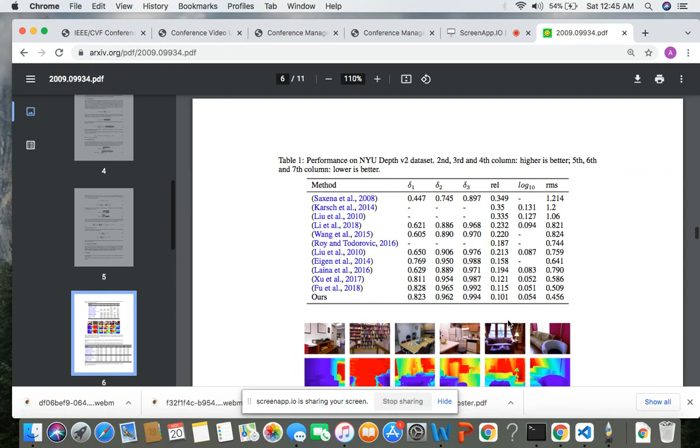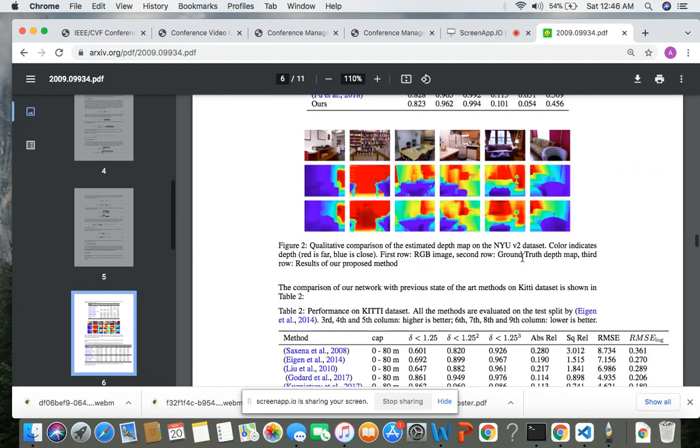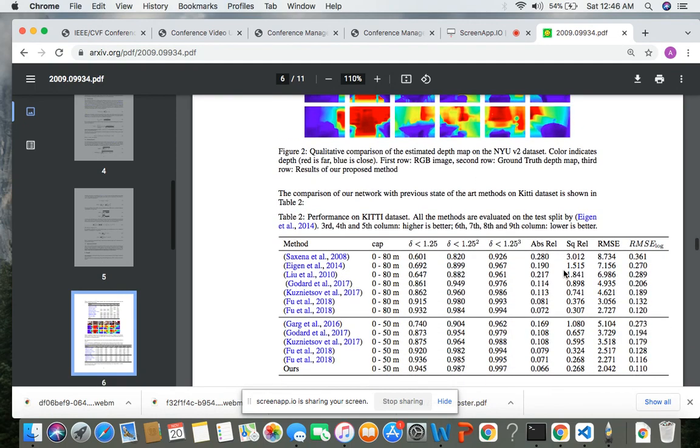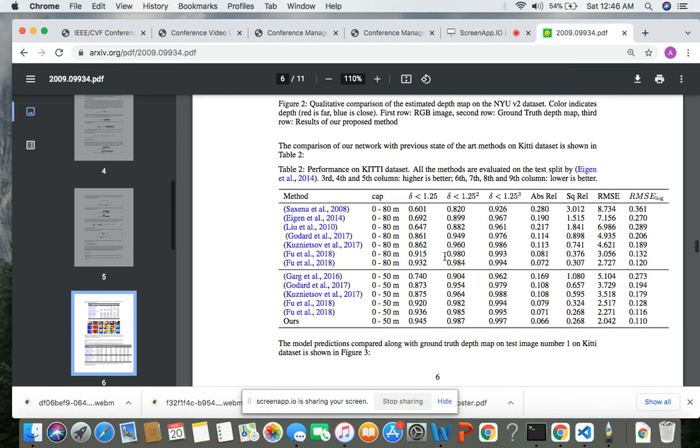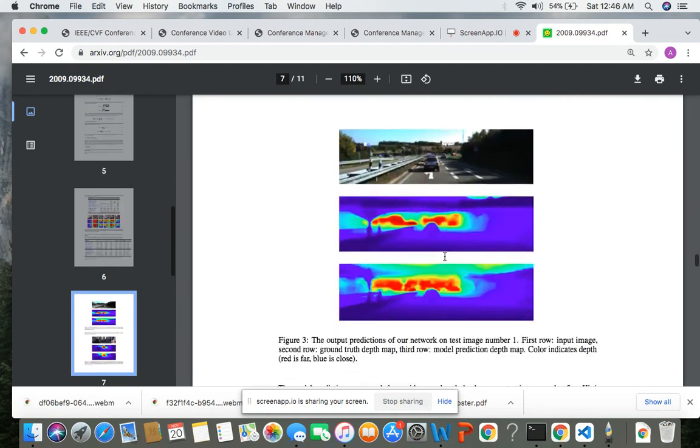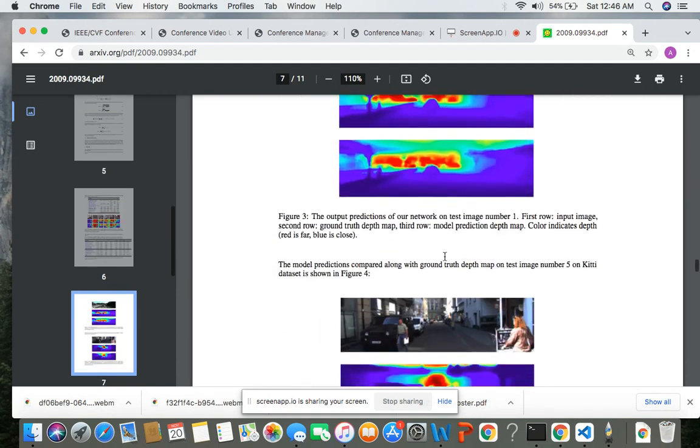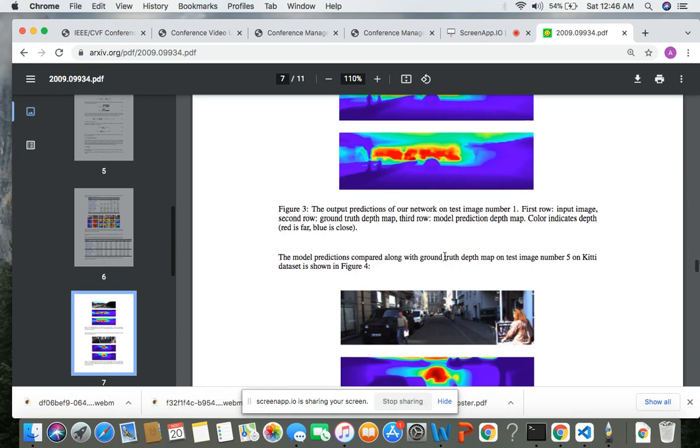So this is the quantitative results on the NYU Depth data set. This is the qualitative results on NYU Depth, and similarly, we also show the qualitative results on the KITTI data set. This is the qualitative on the KITTI data set, the predictions.